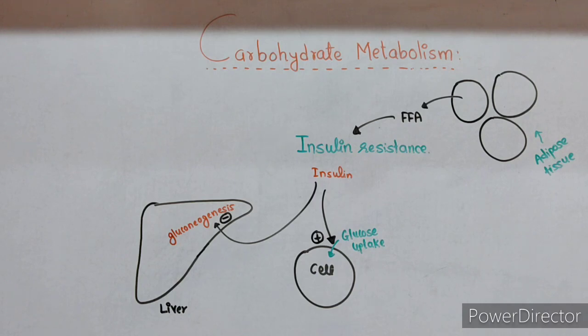Also, because there is insulin resistance, there will be compensatory increase in insulin secretion. So the effects of growth hormone on carbohydrate metabolism can be summarized into 3 points. First, increased gluconeogenesis. Second, decreased glucose uptake. And third, increased insulin secretion.